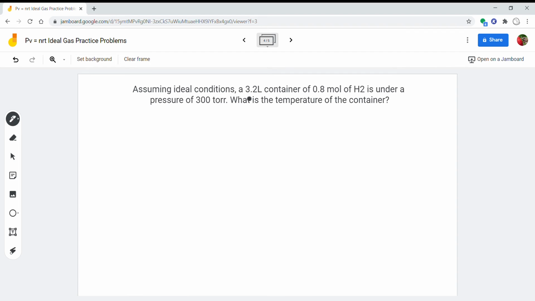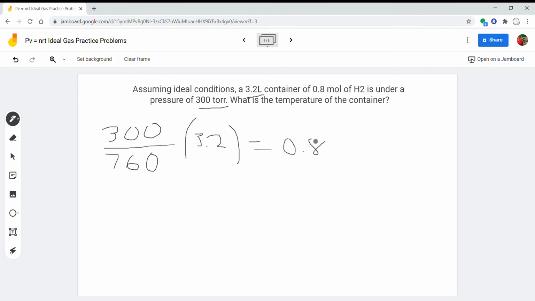Next problem. Assuming ideal conditions, a 3.2 liter container of 0.8 mole of H2 is under a pressure of 300 torr. What is the temperature of the container? Okay, so here we have 300 torr. If you remember the conversion, it will be 300 divided by 760, which is 0.4 atm. And we want liters. It is in liters, so that's good.